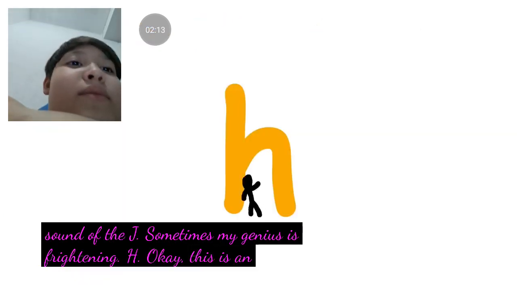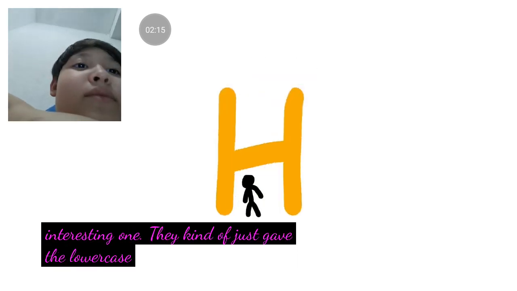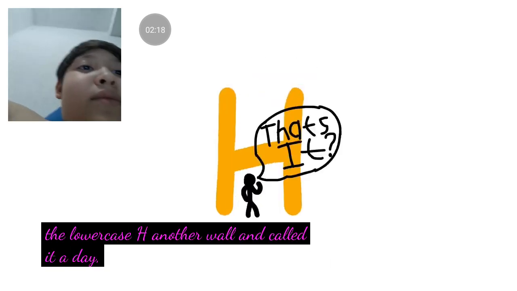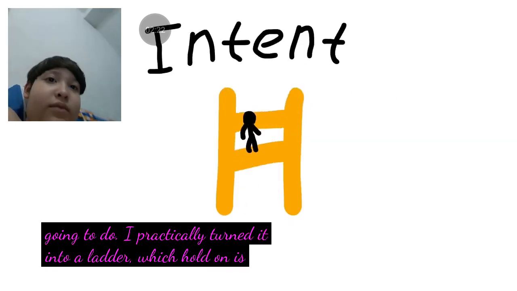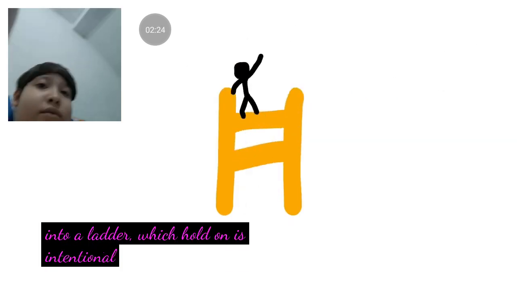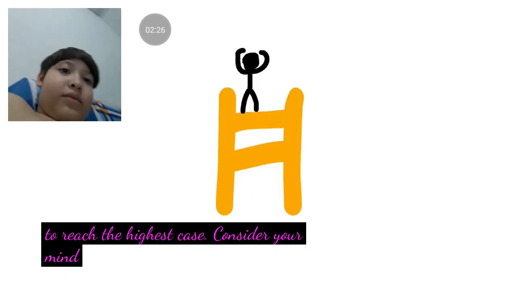H. Okay, this is an interesting one. They kind of just gave the lowercase h another wall and called it a day, which is exactly what I'm going to do. I practically turned it into a ladder, which, hold on, is intentional because that's what you need to reach the highest case. Consider your mind blown.